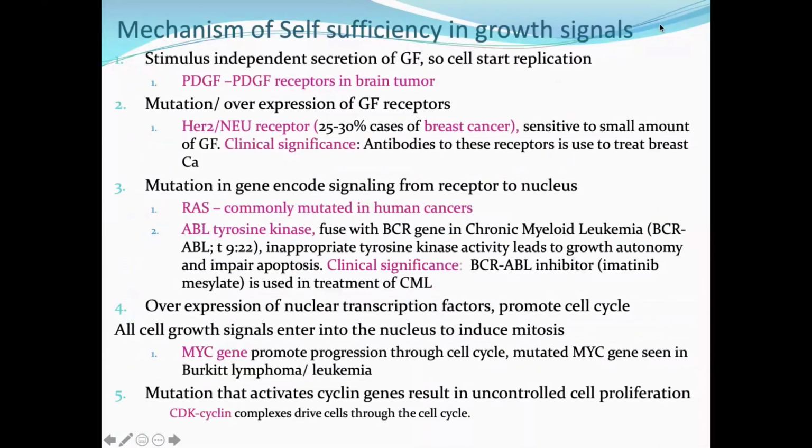هذه أمثلة just to show you. So stimulus independent secretion of growth factor will start cell replication. مثال عليه platelet derived growth factor، وهذا مهم في البرين tumors. Mutations that lead to overexpression of growth factor receptors، وهذا مثال مهم جدا اللي هو breast cancer اللي هو HER2 neu receptor. Okay, and why are these important?